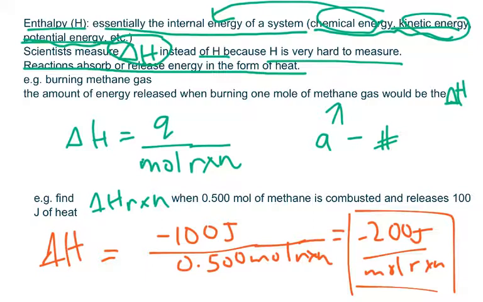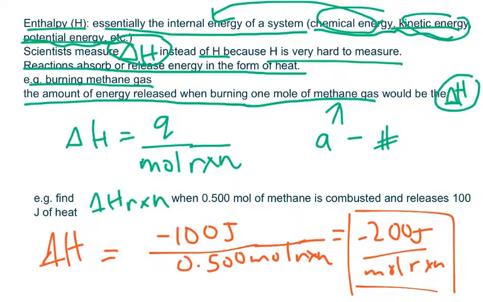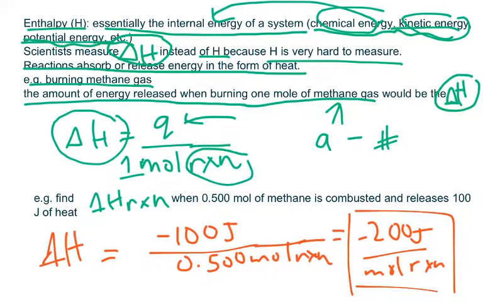So let's take an example. Let's say that we're combusting some methane gas, and we want to find out the amount of heat that burning methane gas releases. So, by definition, the amount of energy released when burning 1 mole of methane gas would be the delta H of the reaction of burning methane gas. So, in other words, the delta H would be the amount of heat released when burning 1 mole of methane gas, which is our reaction.